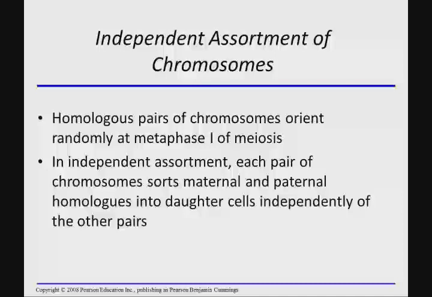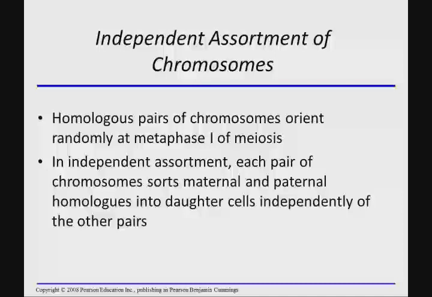Okay, so independent assortment is really important, and Mendel, which we're going to talk about later, kind of the father of modern genetics, Mendel was able to figure this stuff out even without knowing anything about DNA. But what we're going to see is that we can understand it on a molecular level, on a chromosomal level. So we're going to look at it on that level first.